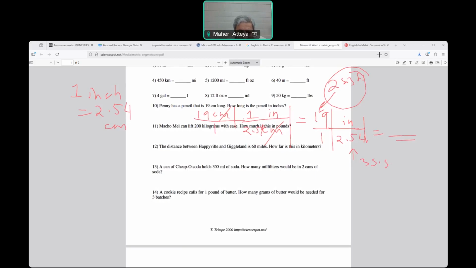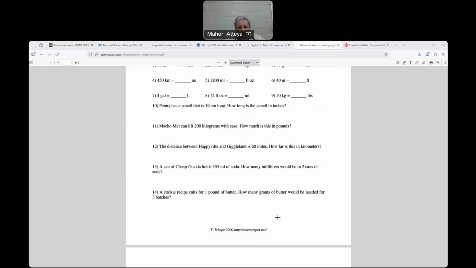Let's look at the second one. Let's take this one out. I'm clearing all the sharing. Met can lift 200 kilograms with ease. How much is that in pounds?